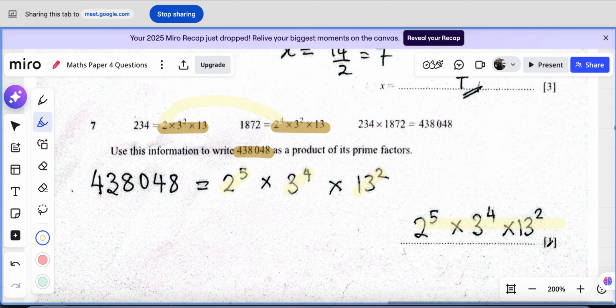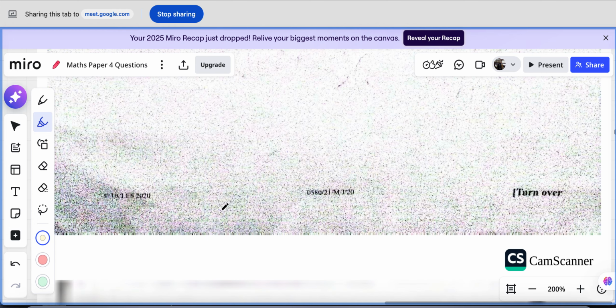It's just 1 mark telling you that you don't need to do anything. You just bring what is here and here. You bring them down. Okay, so let's move to the next question.